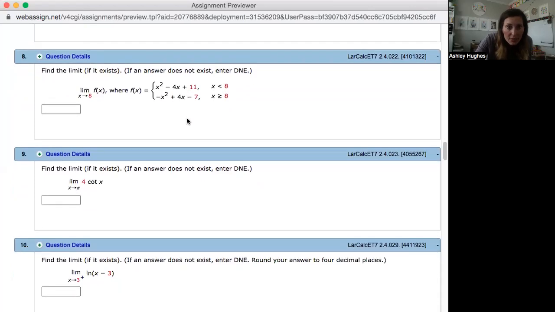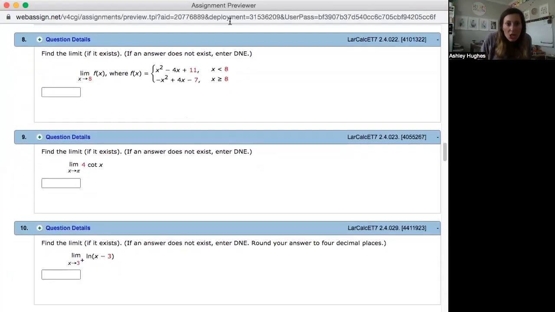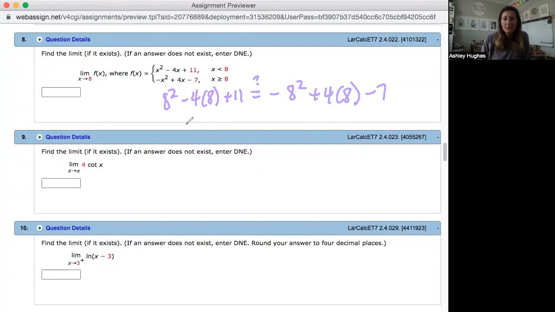This one, if you remember, how do we figure out if they exist? We plug 8 into both of those functions and we see if they're equal to each other. So does 8 squared minus 4 times 8 plus 11 equal -8 squared plus 4 times 8 minus 7? I'll let you do this. Just make sure when you do this, you square the 8 first and the negative is going to stay in front. Okay, so you're going to see if these two things equal each other.